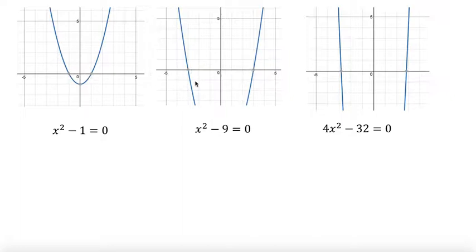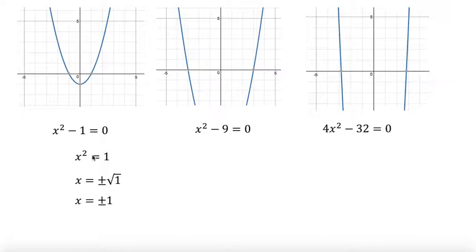So you can see already what the solutions will be. But let's go through it. So here, x squared minus 1 equals 0. That's the same as x squared equals 1. So x equals plus or minus the square root of 1, which is plus or minus 1. You can see that fits nicely on our graph there, negative 1 and 1.